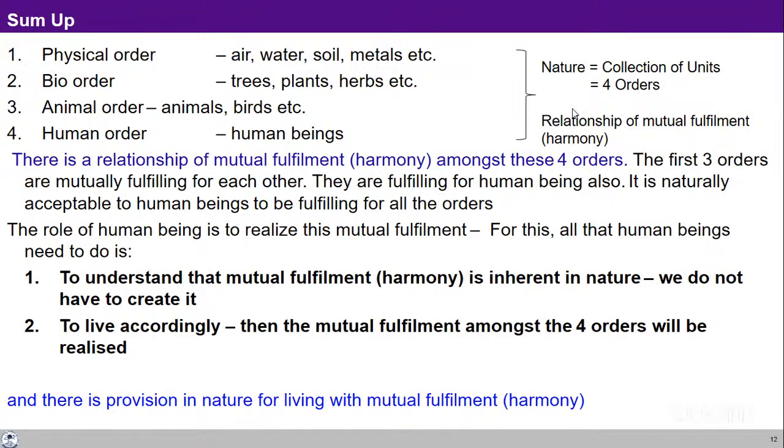We have seen that. They are fulfilling for human beings also. It is naturally acceptable to human beings to be fulfilling for all orders. If we see our natural acceptance, do we want to disturb someone? Do we want to disturb the harmony?